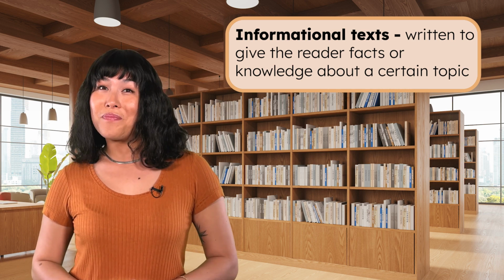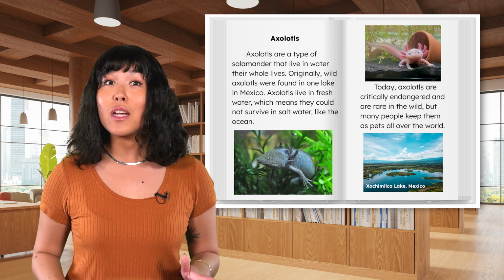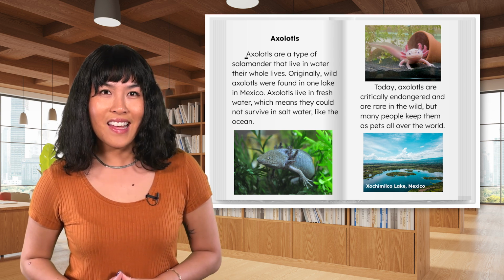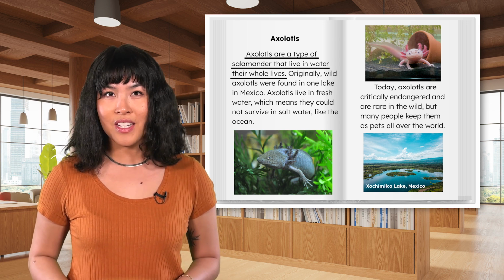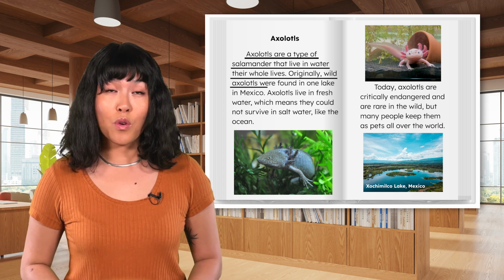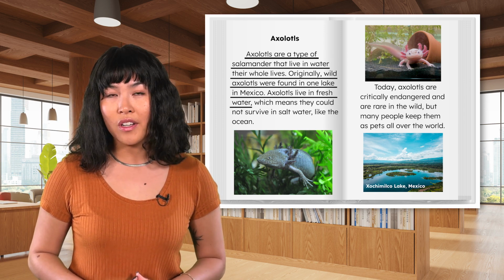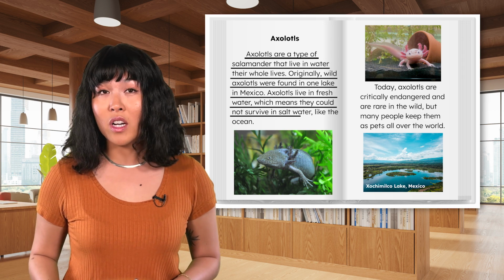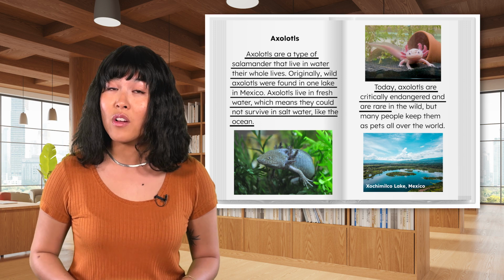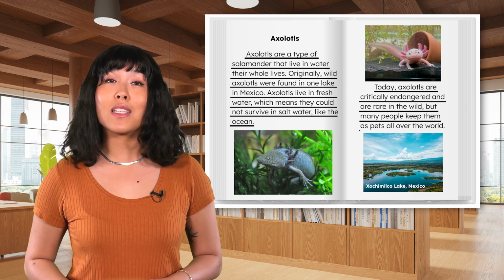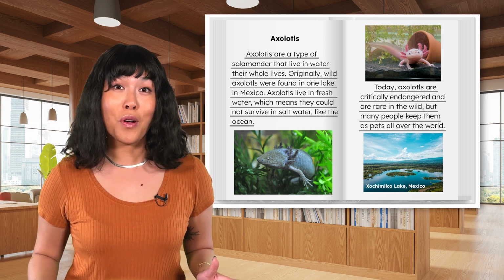Let's look at an example. This is an informational text about an animal called an axolotl. Axolotls are a type of salamander that live in water their whole lives. Originally, wild axolotls were found in one lake in Mexico. Axolotls live in fresh water, which means they could not survive in salt water like the ocean. Today, axolotls are critically endangered and are rare in the wild, but many people keep them as pets all over the world.